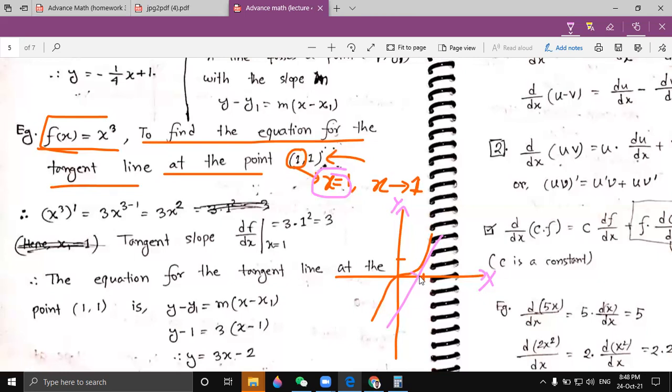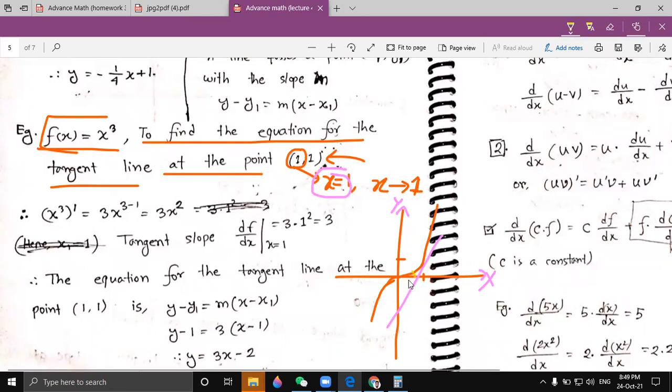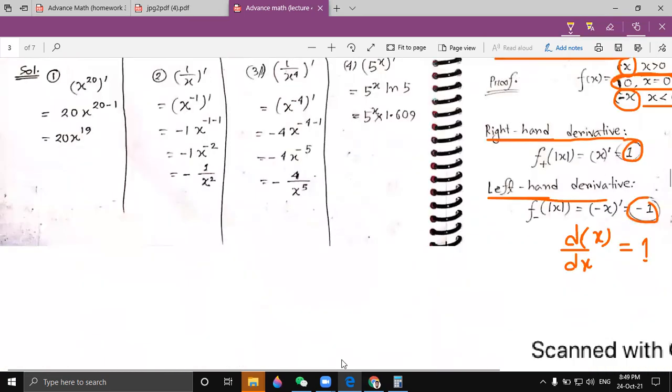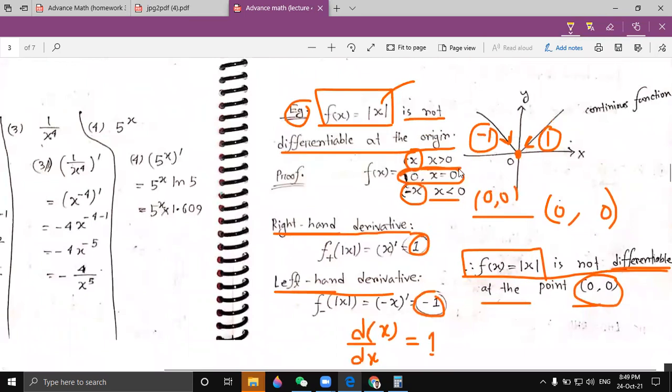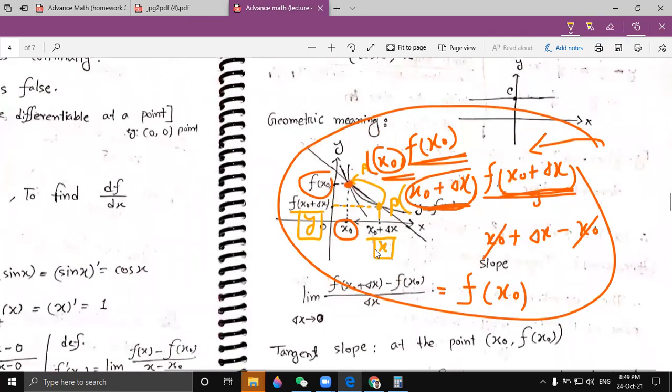So now our X is approaching 1, right? Here X is approaching 1, and this is our 1. So what was our previous example? Here X was 0. So now our X is equal to 1. Now we have to see the left hand derivative and right hand derivative.